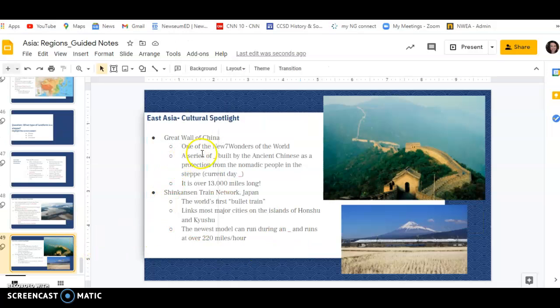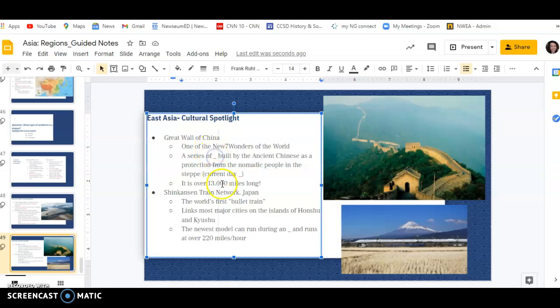All right, we'll end finally with our cultural spotlight on East Asia. The Great Wall of China is one of the new 7 wonders of the world as well. It's a series of barriers that were built by the ancient Chinese as a protection from the nomadic people in the steppe in what is current-day Mongolia.